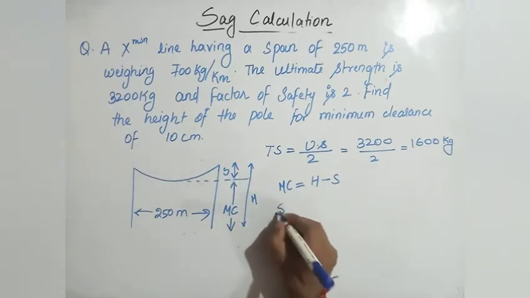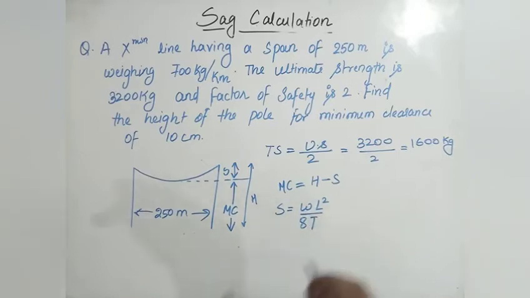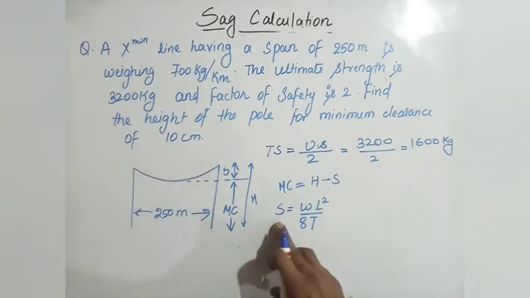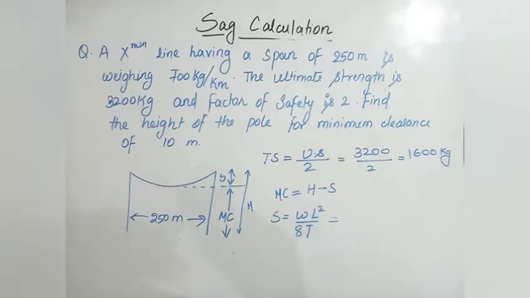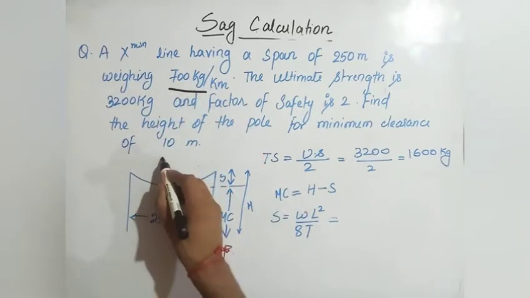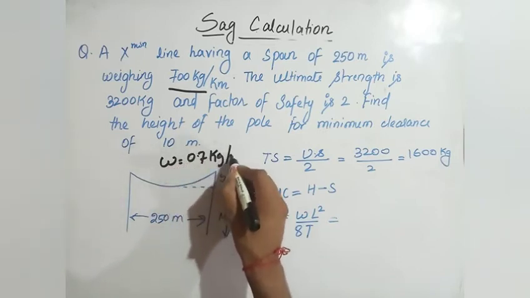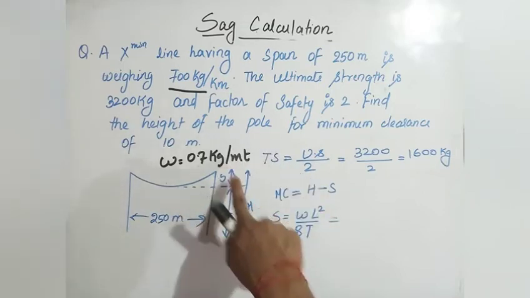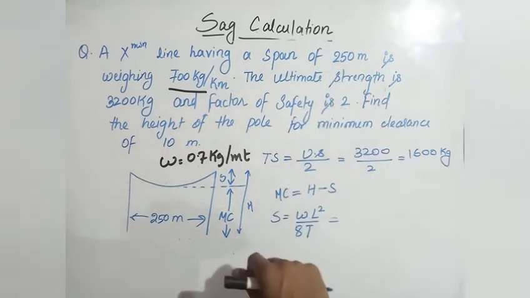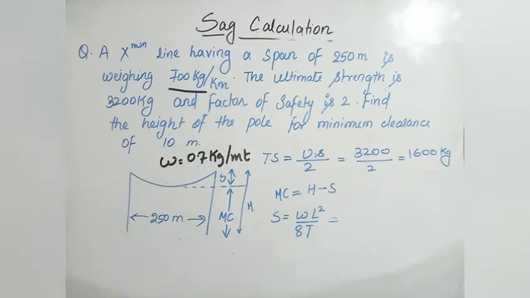So sag is W L square divided by 8T, because the position of poles are at the same level, that's why sag is W L square divided by 8T. Here weight is given as 700 kg per kilometer, that can be written as 0.7 kg per meter, because we are taking distance in meter. And correct here, this is actually 10 meter. I have written 10 centimeter before.